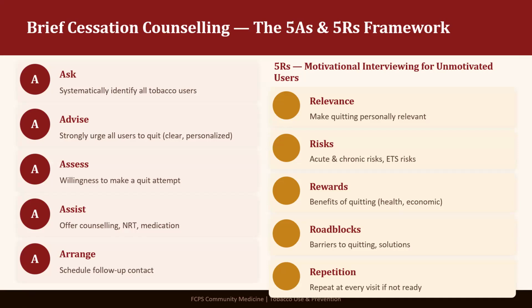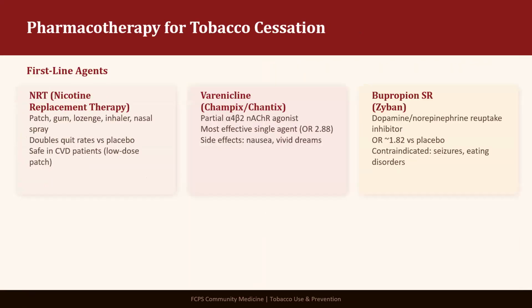Relevance: make quitting personally relevant. Risk: acute and chronic risks. Reward: the benefits of quitting. Roadblock: barriers to quitting. Repetition: repeat at every visit if the user is not ready.